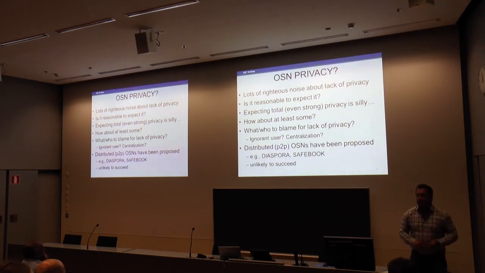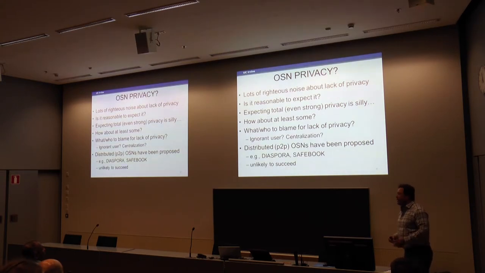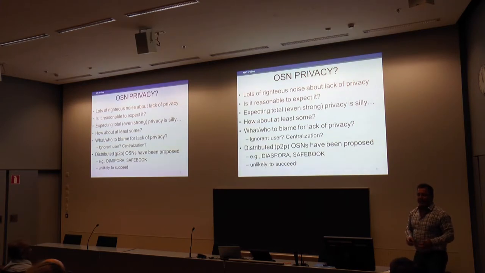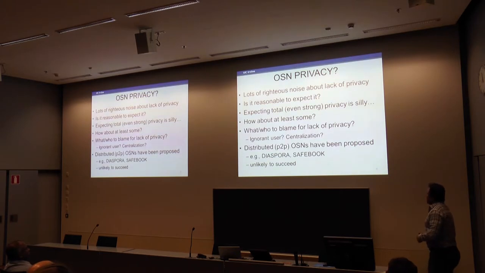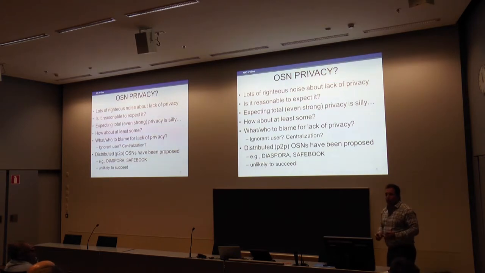There's lots of righteous, self-righteous noise about privacy. Why privacy is good, why we should all have privacy. Nobody, even the experts, can define succinctly what privacy really means, but we all want it. My question is the reasonableness of expecting privacy from a social network. Tons of papers are written, lots of research, lots of brain cycles. Is it reasonable to expect privacy from a social network?